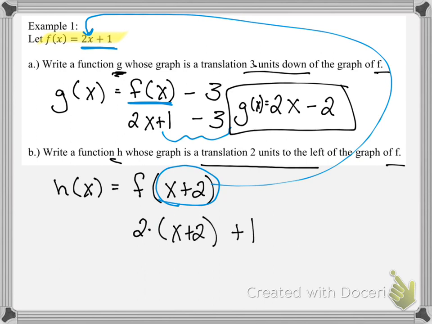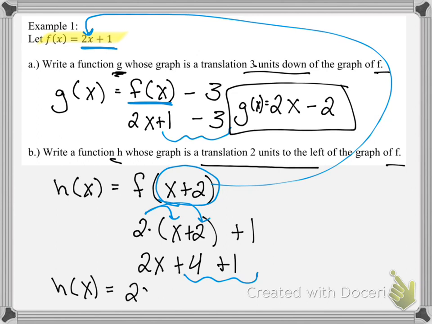If you notice, this new function and this one are the same, except instead of an x, I replace it with an x plus 2. So I actually have to distribute here. I have to take this 2 and distribute it in there. That would give me 2x plus 4 plus 1. Then I can put these two together. So my new function, my h of x, is equal to 2x plus 5.